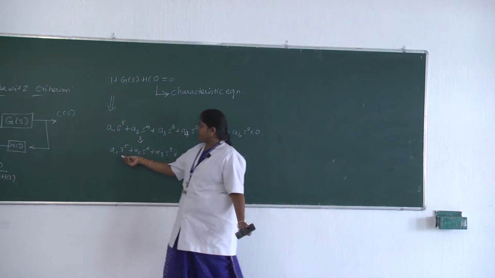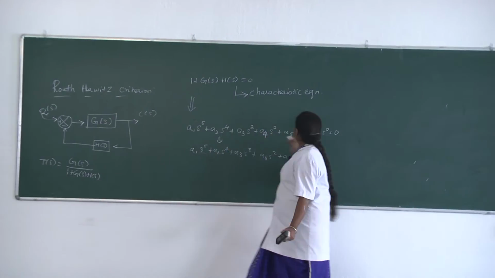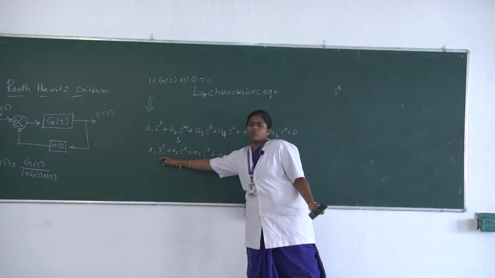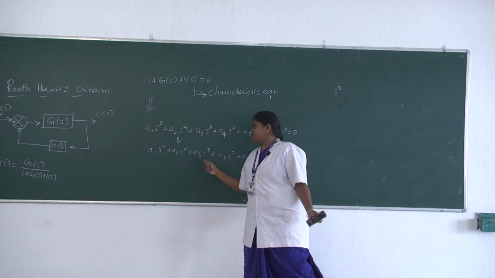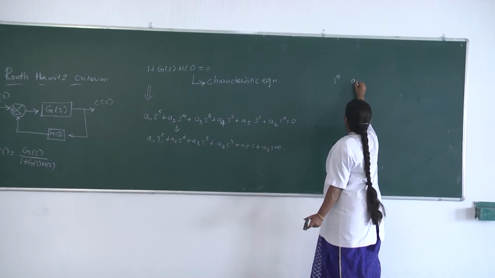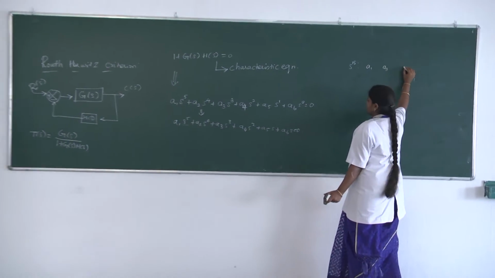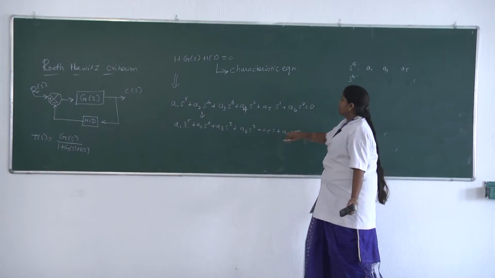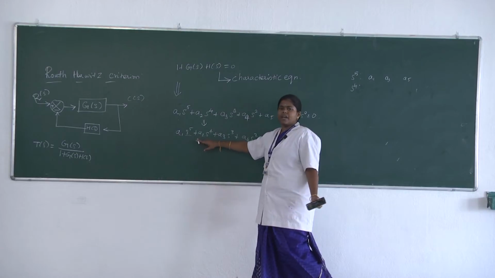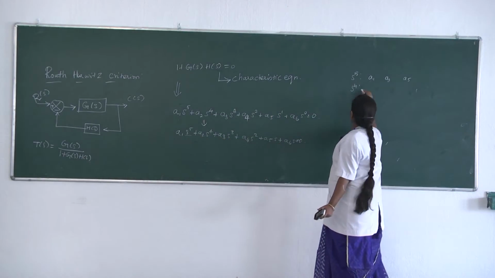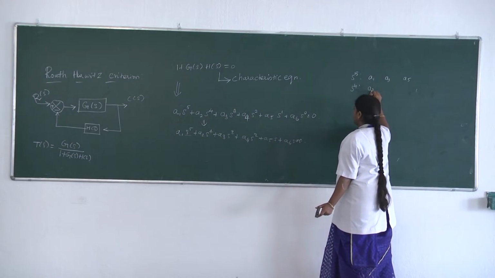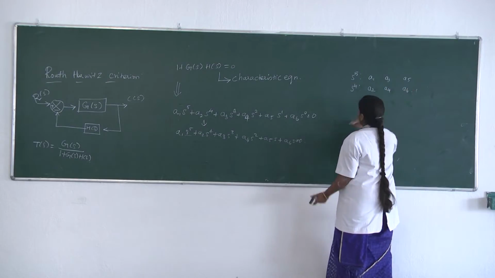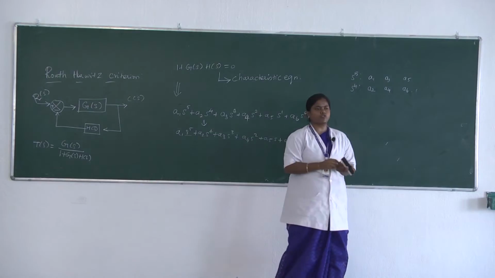Since it is coming from the power s power 5, and s power 5 is an odd number, let us take the coefficients of all odd powers of s. So a1, a3, a5, and the next one is s power 4. It has been taken as an even number, and all the coefficients of even powers of s are taken. So a2, a4 and a6. And the next row of the array is to be formed.